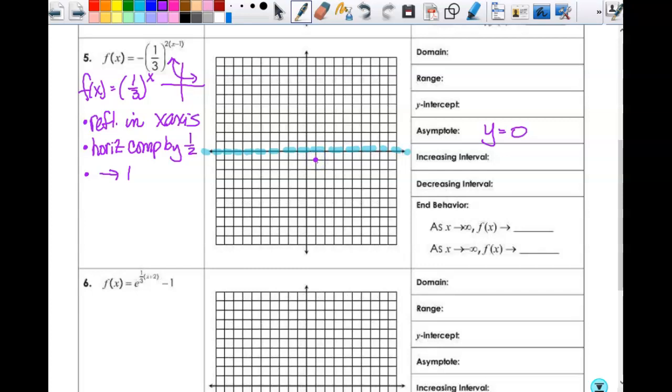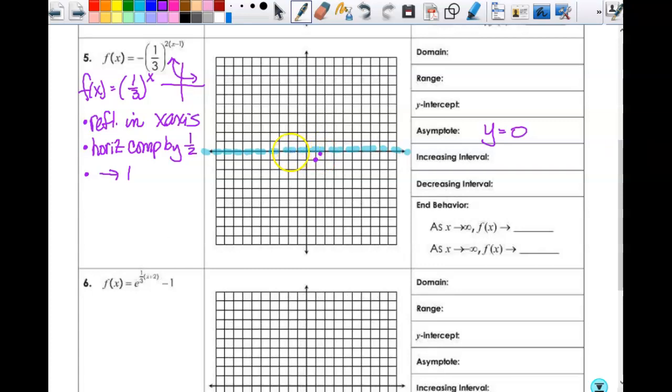Then, from the parent function, when x is 1, y is 1/3, I reflect in the x-axis, it comes down here. Horizontal compression by 1/2, my x value is 1, so I multiply by 1/2, I'm at 1/2, and then I move to the right one. And it ends up right about there.